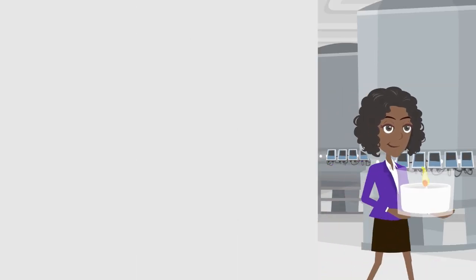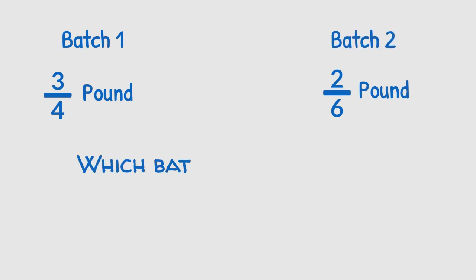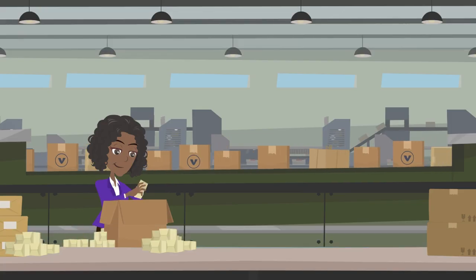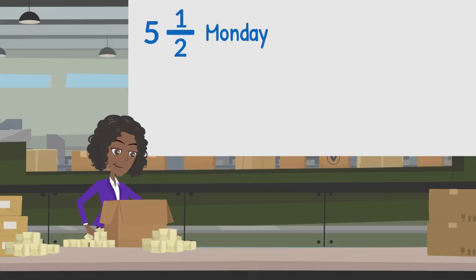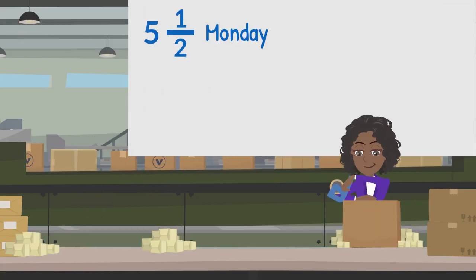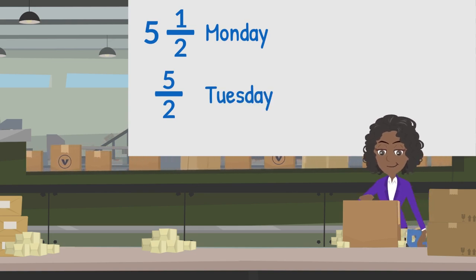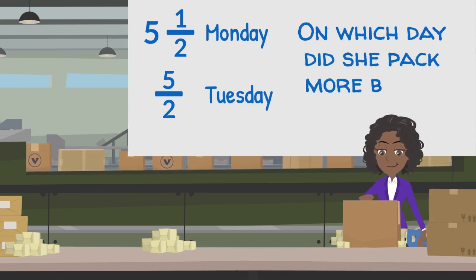Kayla, a candle maker, used 3/4 of a pound of wax for one batch and 2/6 of a pound for another. Which batch used more wax? On Monday, Kayla filled 5 1/2 boxes of candles. She filled 5 half boxes on Tuesday. On which day did she pack more boxes?